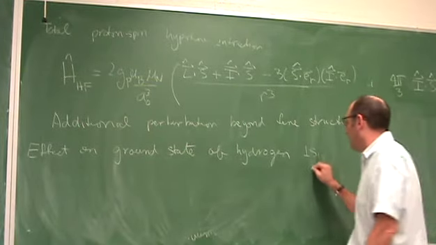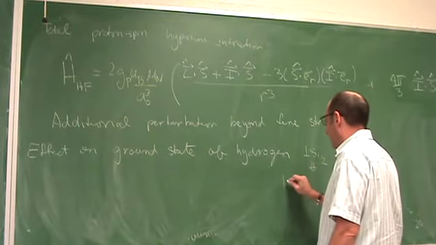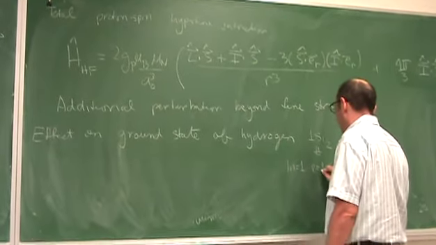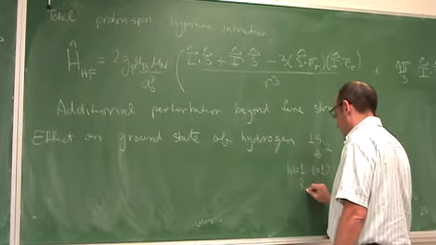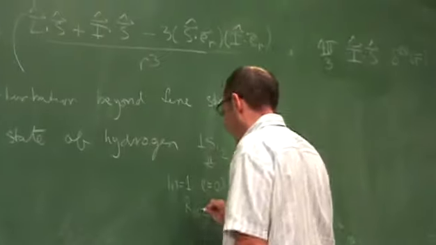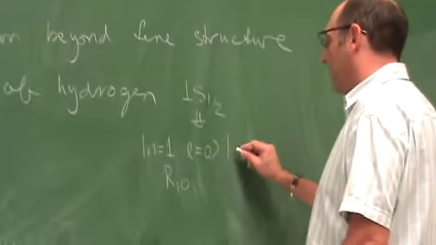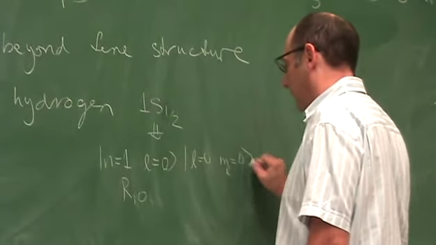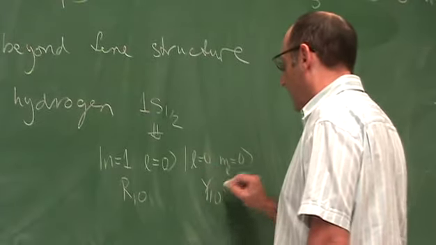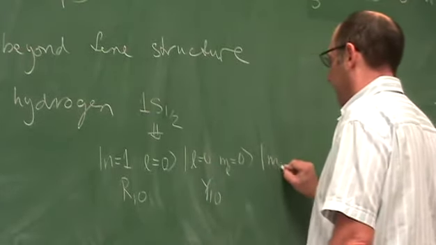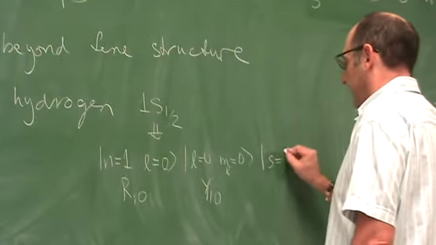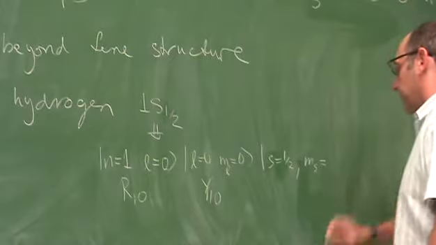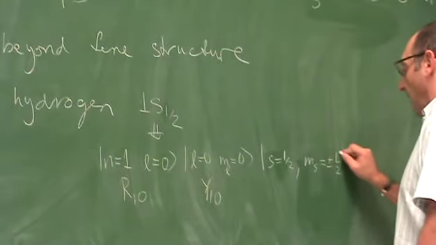0. So written in terms of all the quantum numbers, we have n equals 1, and L equals 0, sorry. This is my ground state radial wave function. Then we have L equals 0, M_L equals 0. That's my Y_0,0. And then we have M sub S. So S is a half, and M sub S equals plus or minus a half.